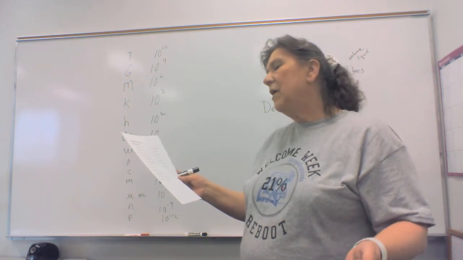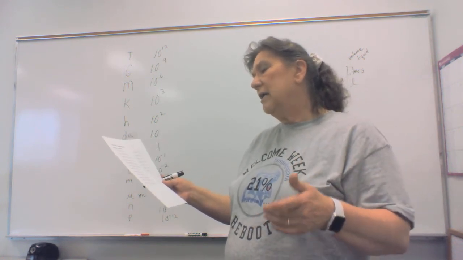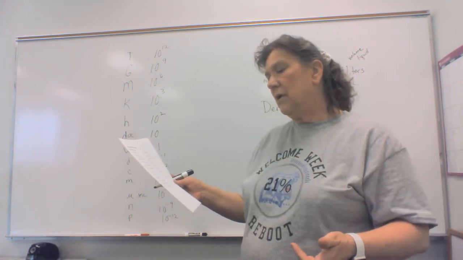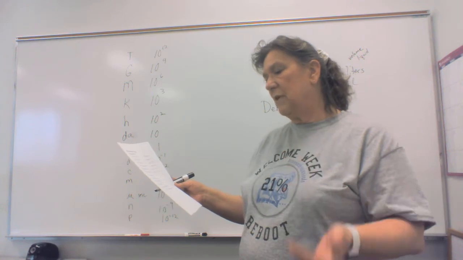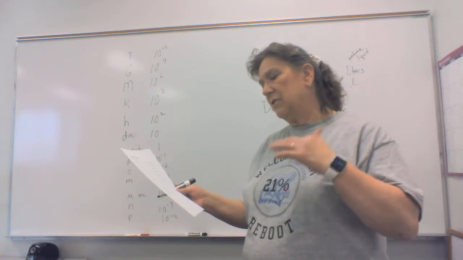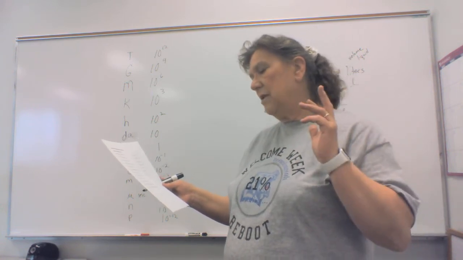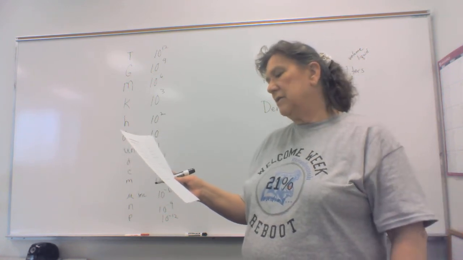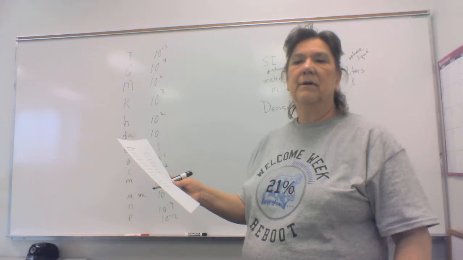Okay, and then you have 1 decameter is 10 meters. 1 hectometer is 100 meters. 1 kilometer is 1,000 meters. 1 megameter is 1 million meters. 1 gigameter is 1 billion, and then 1 terameter is 1 trillion. Okay?